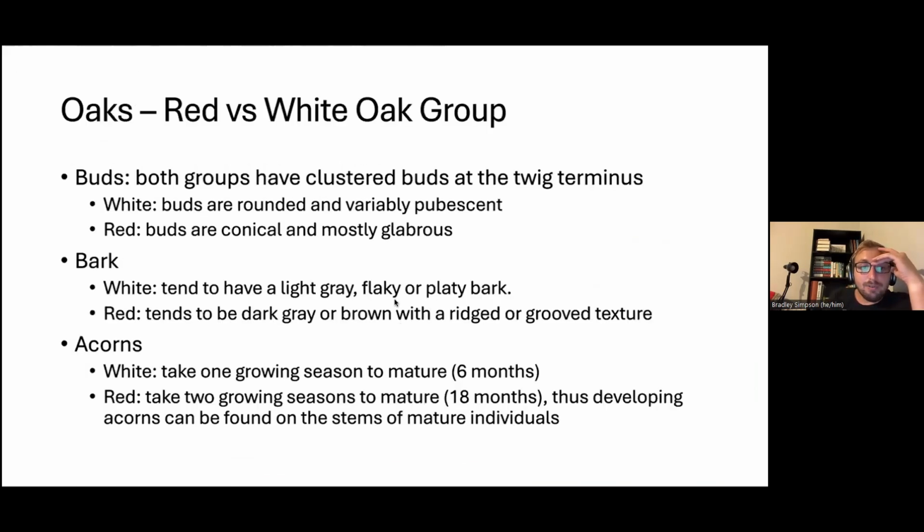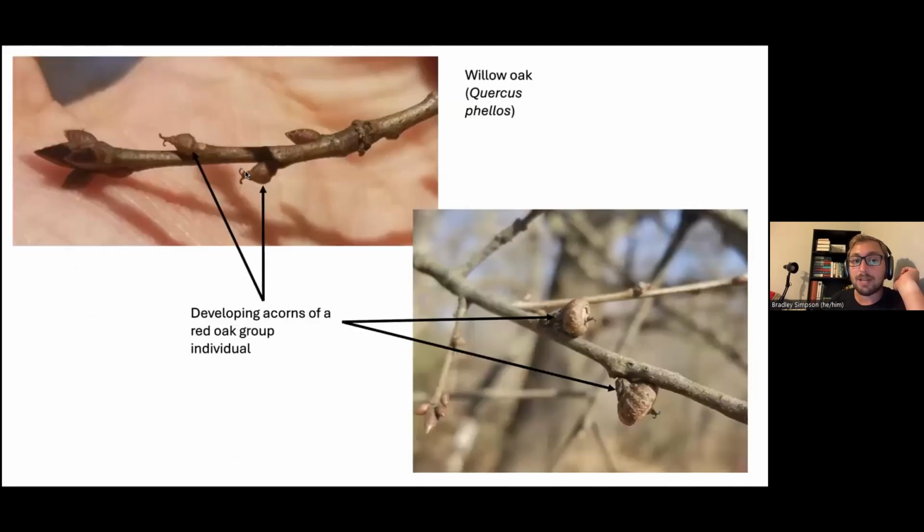But what I like to point out for the oaks is the difference between the red oak groups and the white oak groups. Our red oak group acorns mature in 2 growing seasons, 18 months, whereas our white oak group acorns mature in just 6 months. So from flower to a mature fruit in a white oak group, you have just 1 growing season. But on the red oak groups, you have 2 growing seasons to get a mature fruit, which means you have little adorable baby acorns present on the stem in the winter of red oak group trees.